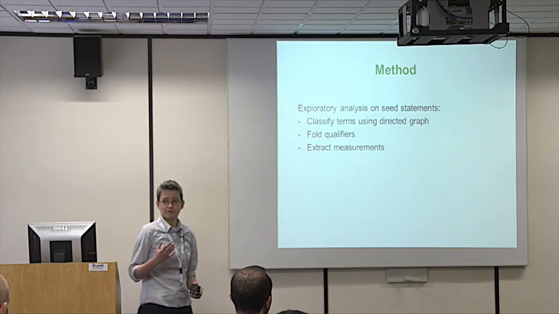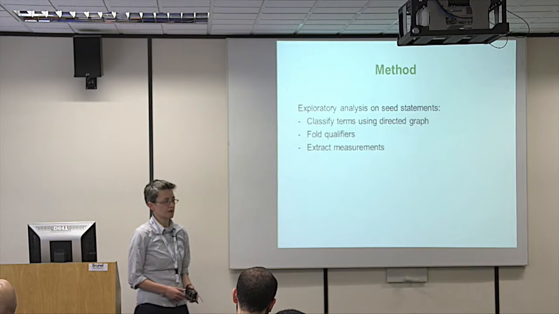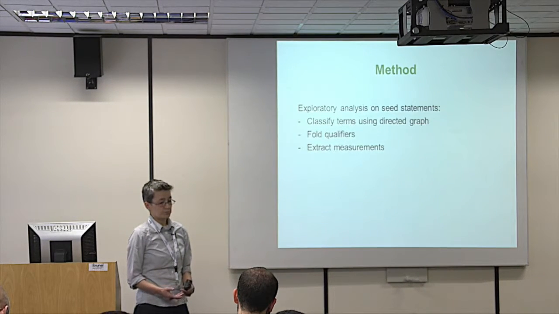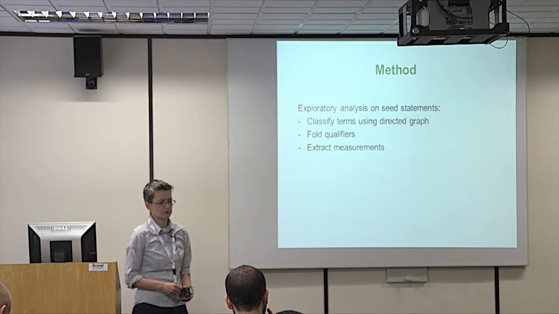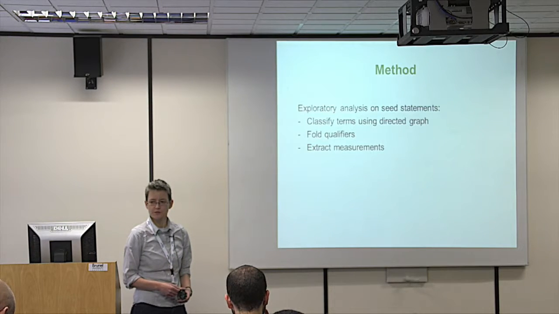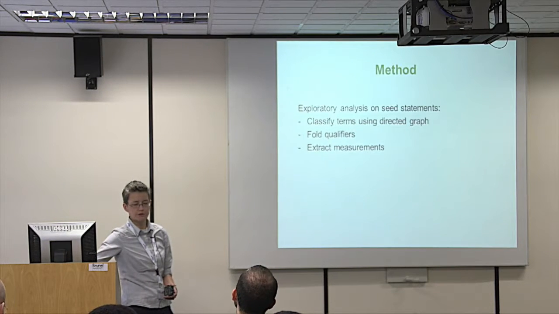So to constrain the problem domain a little, when I'm just exploring the data, I work just on the seed statements, so the statements about the morphology of the seeds in the descriptions. And I pulled out and classified the terms using the directed graph, so that I could better work out what the terms were in the sentence. And I looked at finding qualifiers and pulling out measurements.